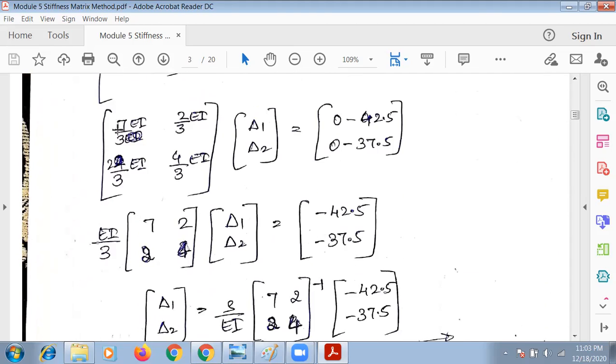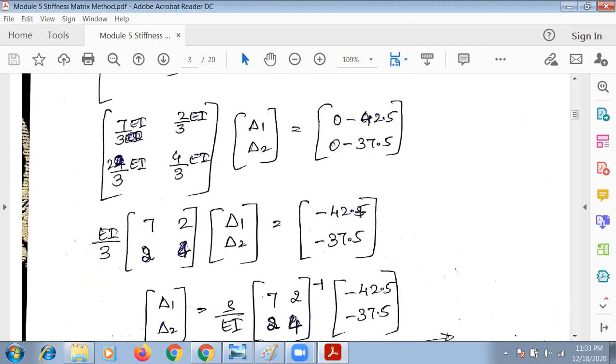I have used a manual method here to solve this. I took a common factor, EI by 3, then put it in the matrix, then delta 1, delta 2. But there is another, simpler method to solve this, that is, doing it directly in the calculator. I'll tell you the step-by-step procedure for how to do it in the calculator. I'll be using the FX991 MS calculator to solve this.